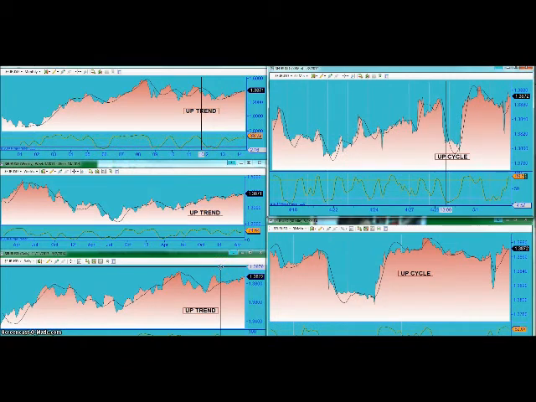But with the current market conditions favoring an uptrend with the daily, weekly, and monthly, and with our cycle being up right now, I'll be looking to trade to the long side on the euro dollar. I will take short positions, but primarily I'll be looking to take those long positions.